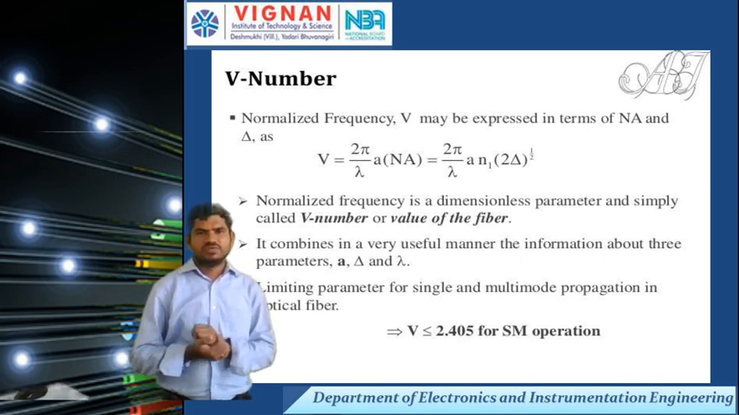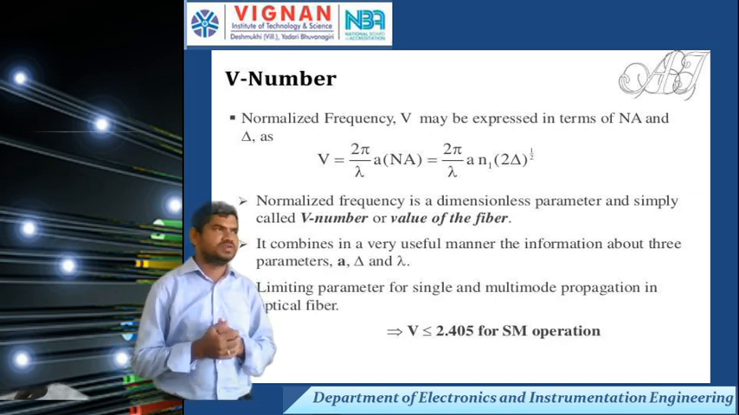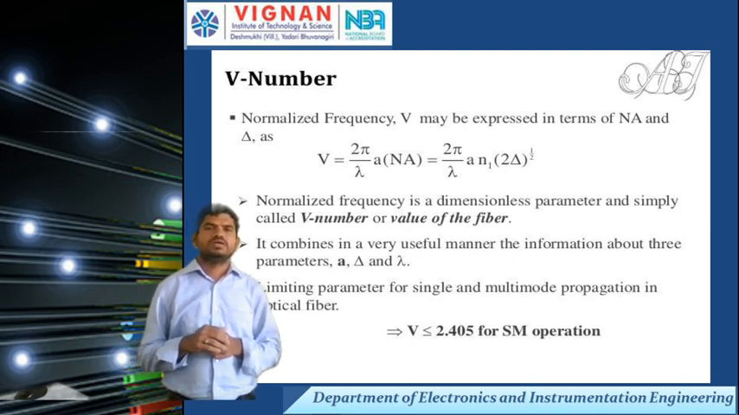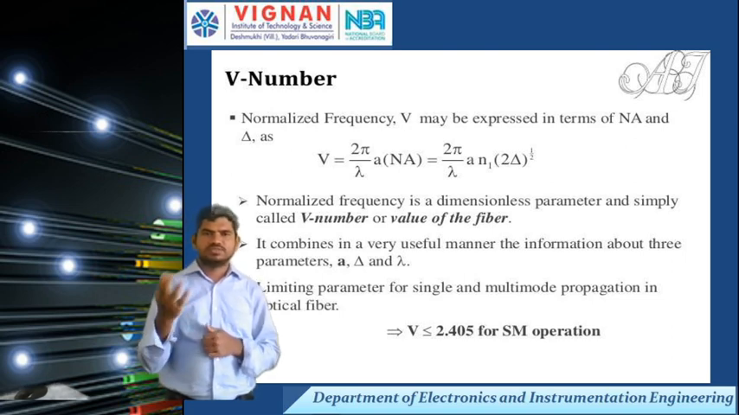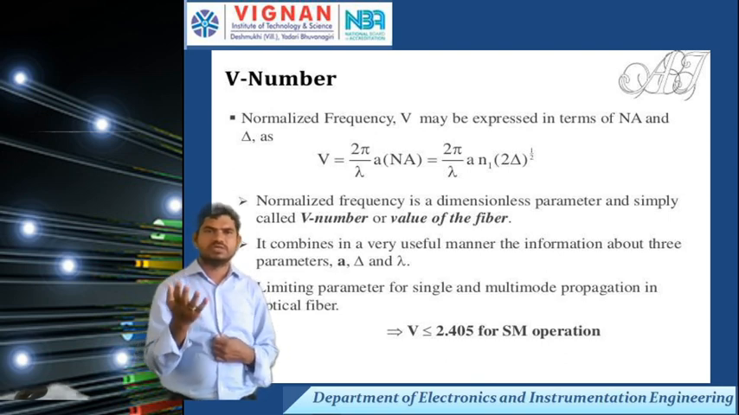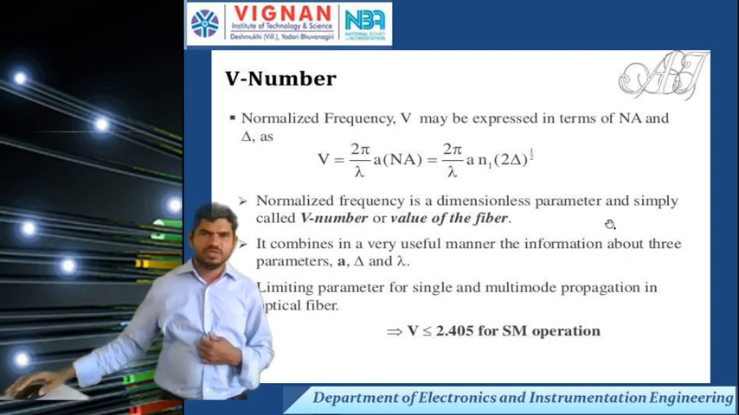It is actually a normalized frequency. V can be expressed in terms of the numerical aperture and the index difference, that is delta. The V number expresses how many modes an optical fiber accepts. To find the number of modes, we use the V number.